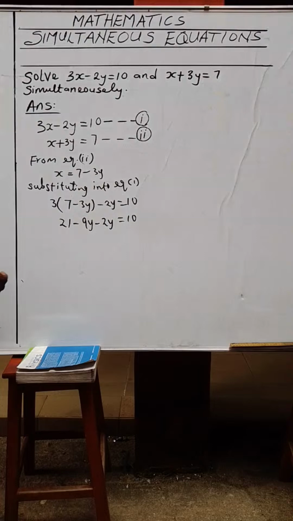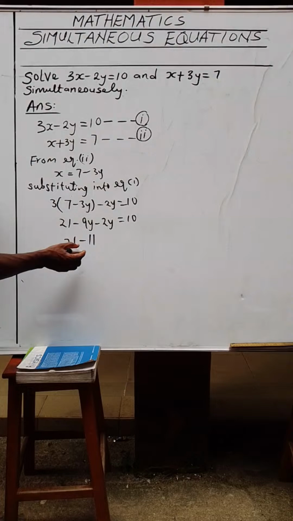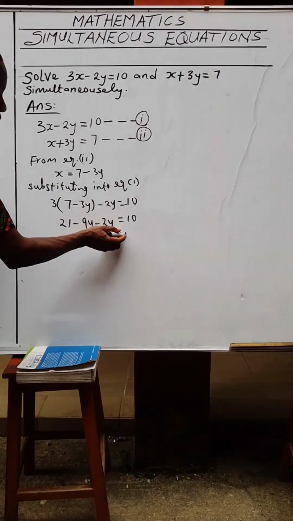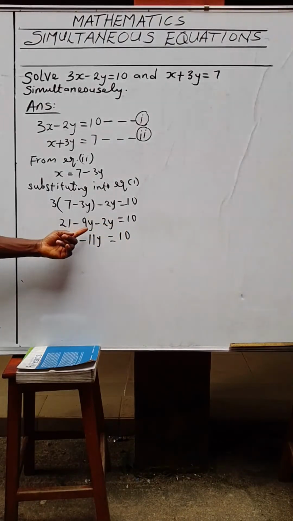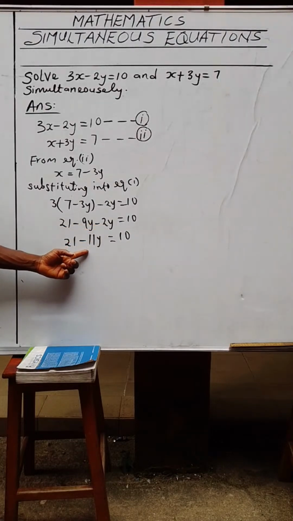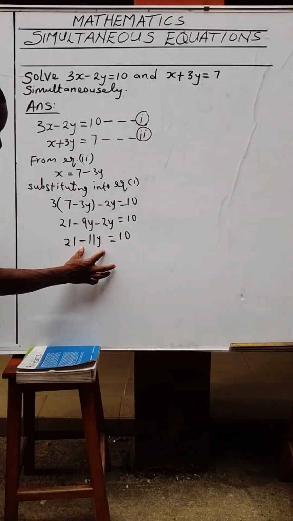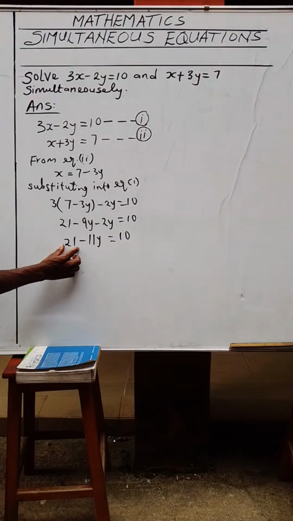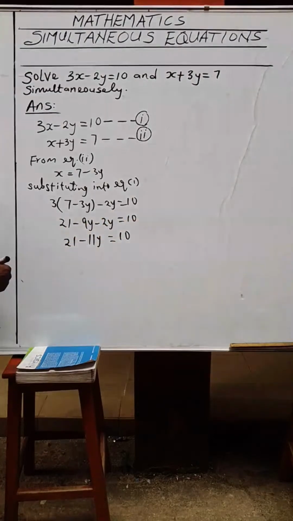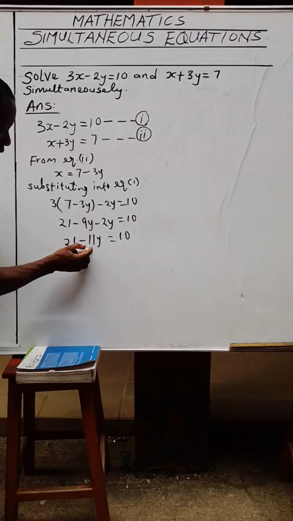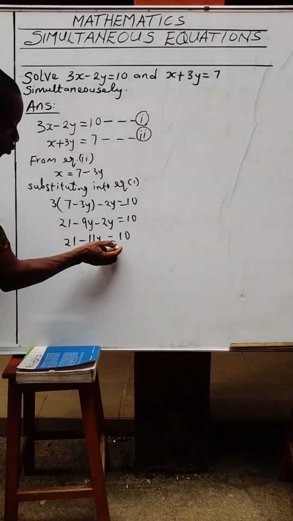It's equals to 10. Then here we have 21 minus, so minus 9y minus 2y is minus 11y. This is equals to 10. All right? Remember, we're adding two negatives. When we add two negatives, we'll end up having a negative. That is the implication. So in this case, let's transfer 21 to the right-hand side. So we are going to be left with minus 11y equals to 10.